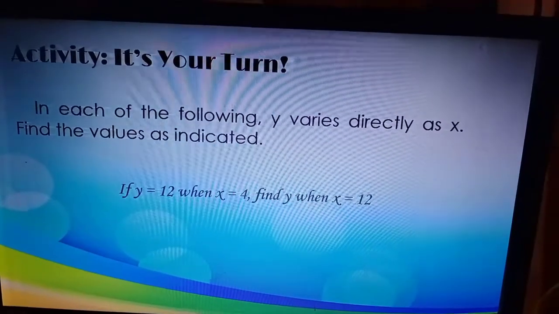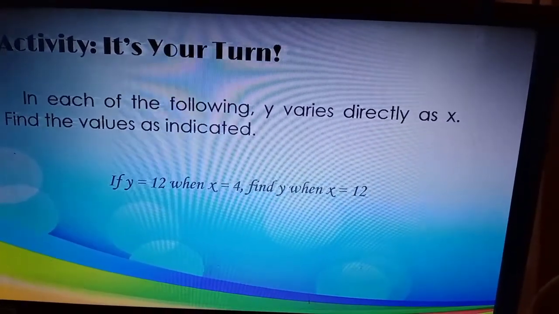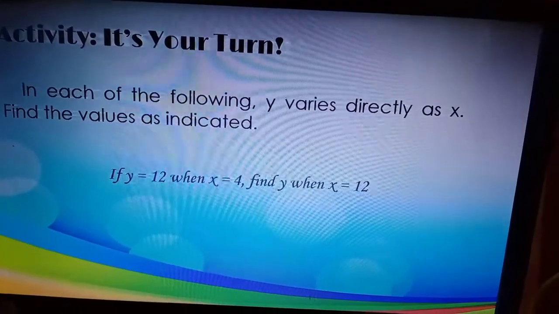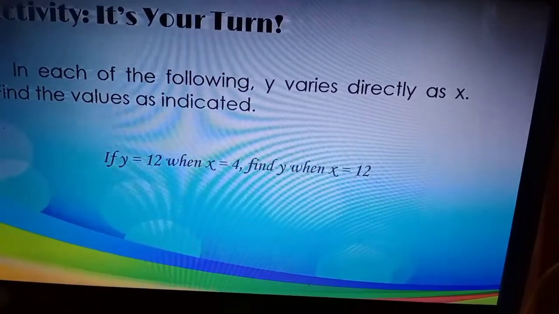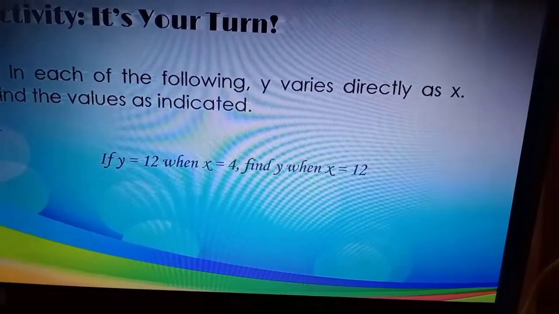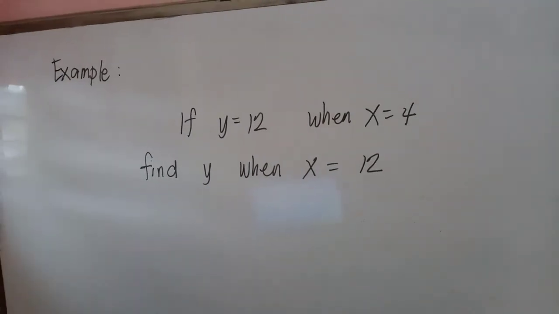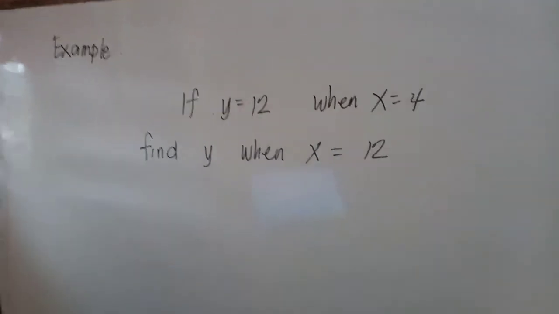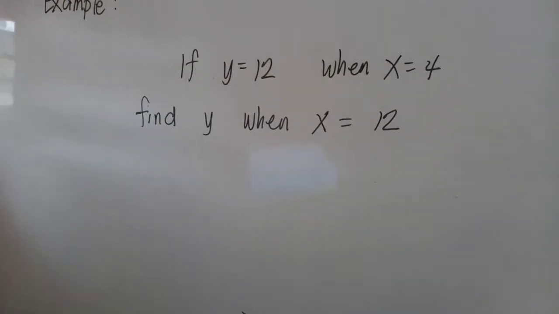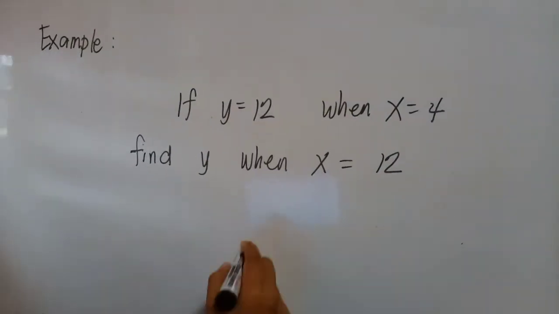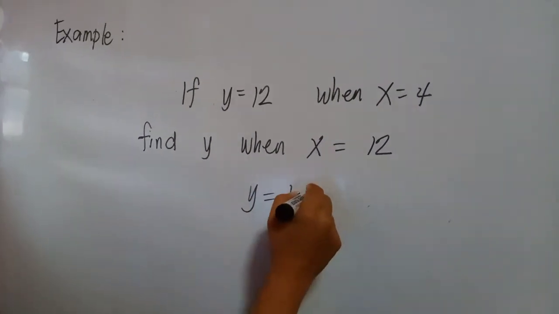Okay, we still have more. In each of the following, y varies directly as x. Find the values as indicated. If y equals 12 when x equals 4, find y when x equals 12. How do we go through this? First is, of course, to create the mathematical statement, since this is a direct variation. y varies directly as x.